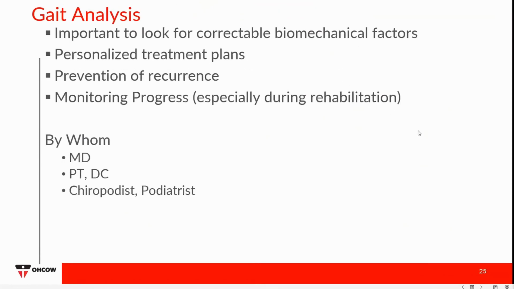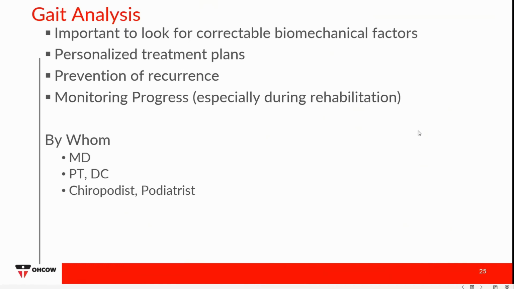Gait analysis. Trevor spoke about the leg length discrepancy, and he had that diagram up, and that's why from a physical perspective it's very important to look for any correctable biomechanical factors. And the reason why it's so important is that you can personalize the treatment plan, looking at what's wrong. You can prevent a recurrence if you correct anything that's abnormal in the gait, and if the patient is in rehabilitation, you would want to monitor it.